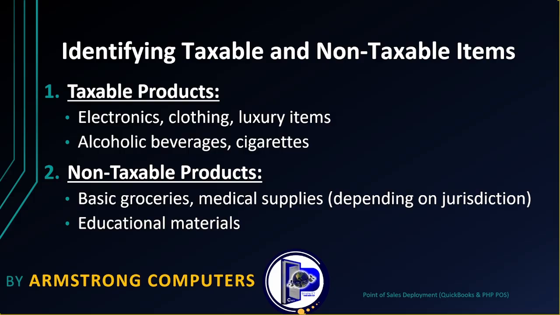When we talk of items upon which tax is applied, these are taxable products. You will not understand what we are saying because this, what I'm presenting here, is too skeletal. But what I want you to know is that there are certain items that tax does not apply on, and others have tax on them. So, basic groceries, we have medical supplies. Depending on your jurisdiction, we have educational materials. These ones do not have tax applied on them.